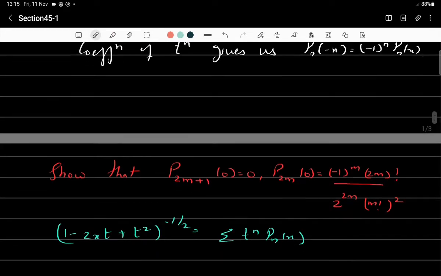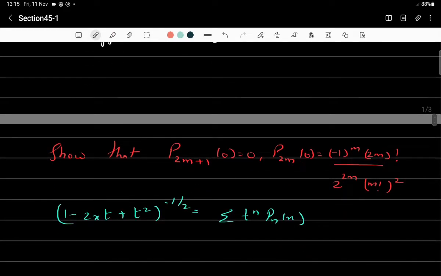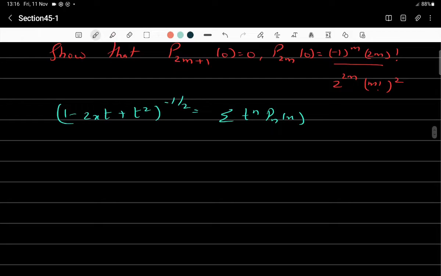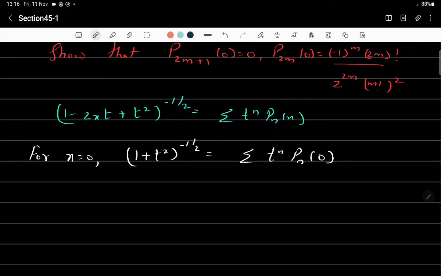Let's see one more. It says that P of 2m plus 1, where m is a positive integer, not negative integer, at 0 is 0, and P of 2m at 0 can also be computed in this form. So again, using the generating function, we have to put x is equal to 0. So for x is equal to 0, this becomes (1 plus t square) raised to minus half, and this is t^n and P_n(0).